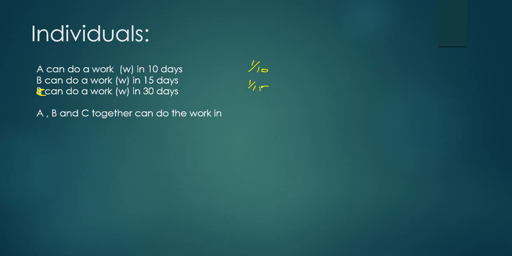1 by 15, because B can do a work in 15 days. C can do a work in 30 days. So C's 1 day work is 1 by 30. If all three work together, it is 1 by 10 plus 1 by 15 plus 1 by 30. This is the calculation we have to do. This is what A, B, C together do in 1 day, and again you have to divide with 1.